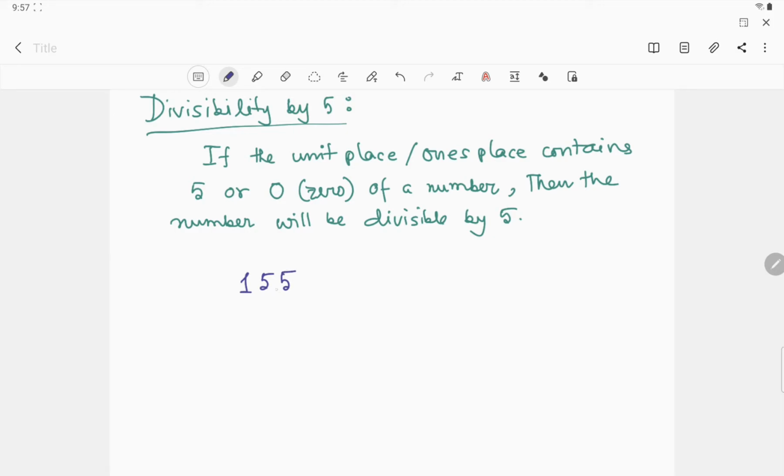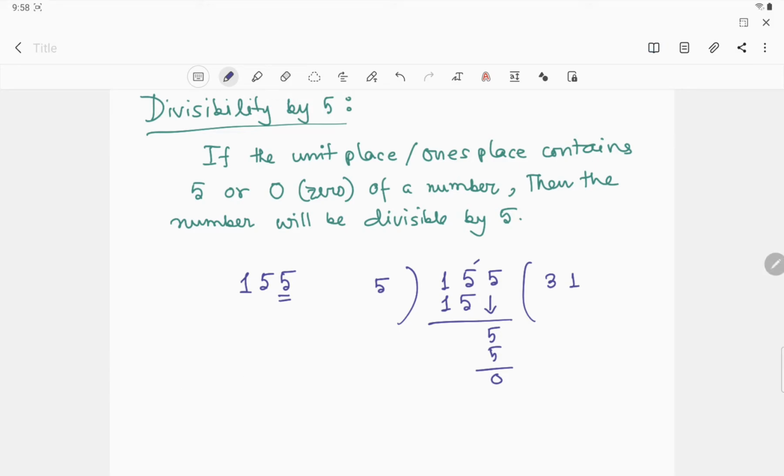You check in the ones place of the number, the digit is 5. Now check, is 155 divisible by 5? Let us check. 5 3s are 15 and bring down 5, 5 1s are 5 and the remainder is 0. So the number 155 is completely divisible by 5.